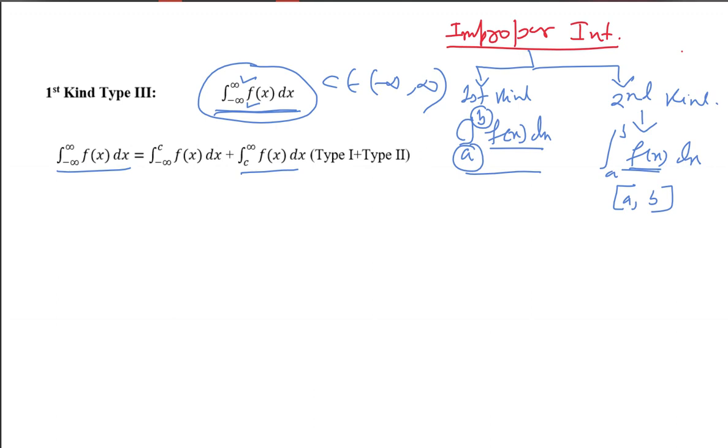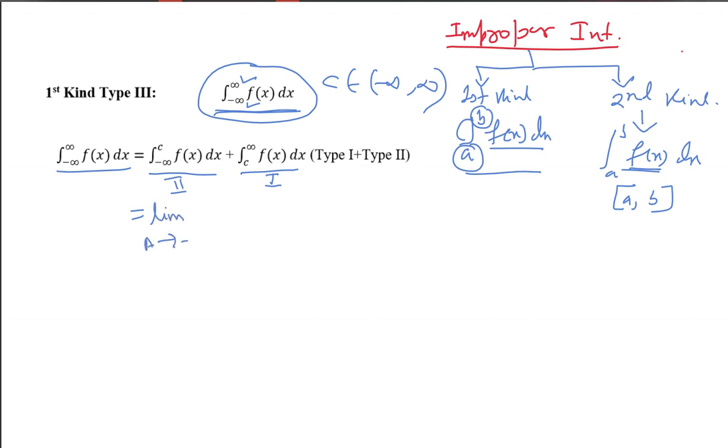So we can break it in two parts: one is minus infinity to c, another is c to infinity. Now you see, this minus infinity to c is of type 1, and c to infinity is of type 2 integration. And we know the condition of convergence.